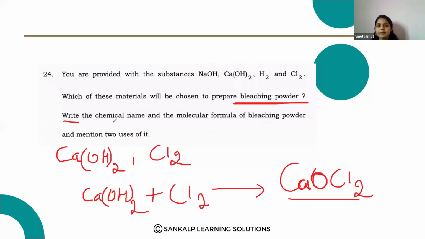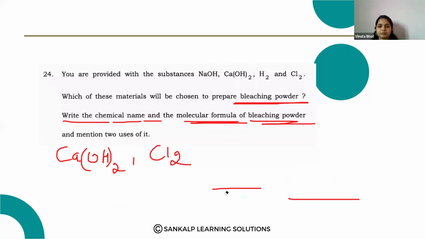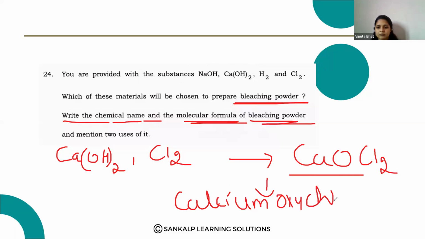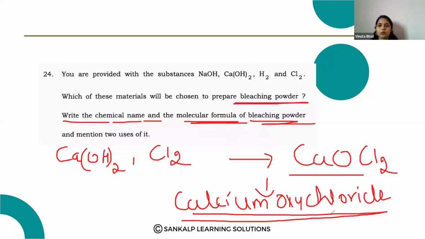Here, write the chemical name and the molecular formula of bleaching powder. The second answer is the molecular formula of bleaching powder, that is CaOCl2. What is the chemical name? Calcium oxychloride. So that is the answer, calcium oxychloride.